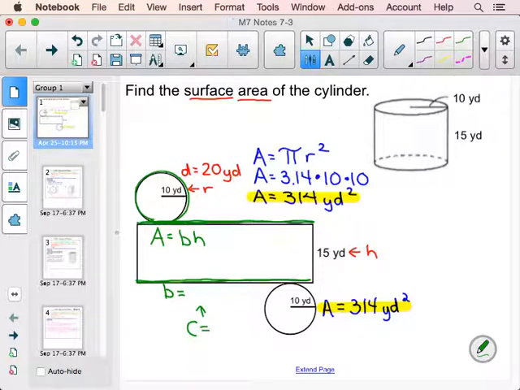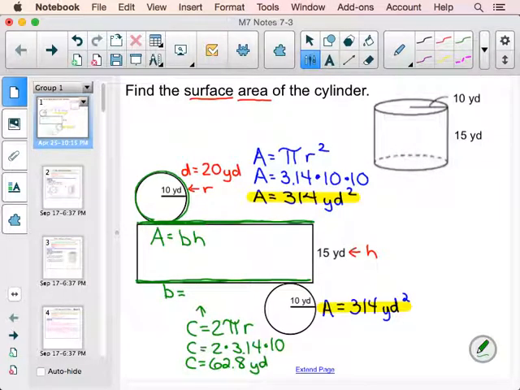So we're going to do the circumference formula from your reference sheet. 2 times pi times radius. So it's going to be 2 times 3.14 times 10. And you're going to get that the circumference of that circle is 62.8 yards. Now this is not an area, so I'm not going to highlight it. What it does tell me is that the base of this rectangle is 62.8 yards.